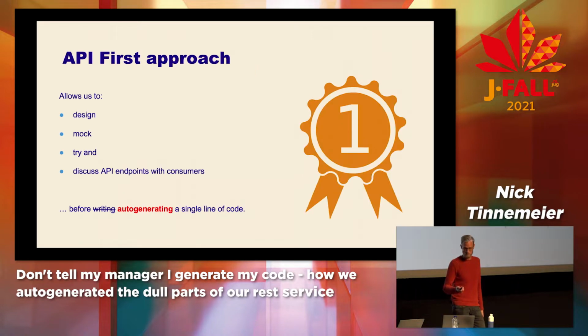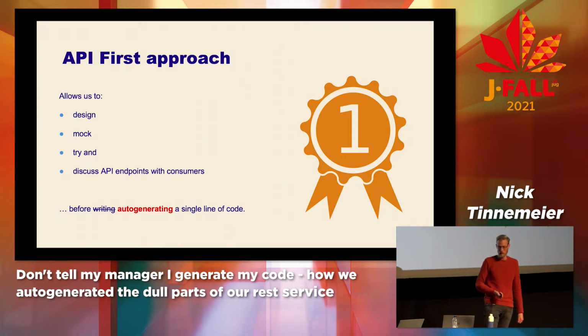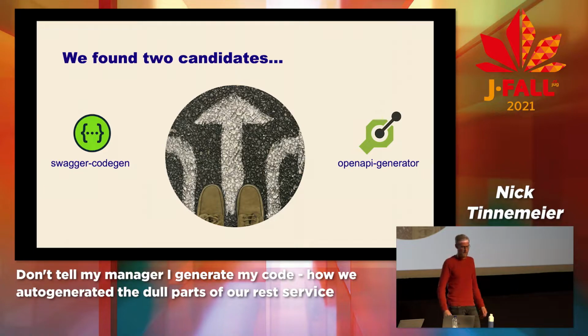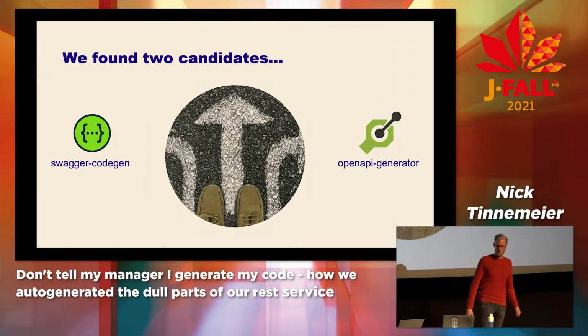So the API-first approach, like I told you, is a nice tool to already discuss your API endpoints before even auto-generating a single line of code. So let's do that. Let's auto-generate this code from the specification. And to do so, we found two candidates: Swagger CodeGen and the OpenAPI generator.